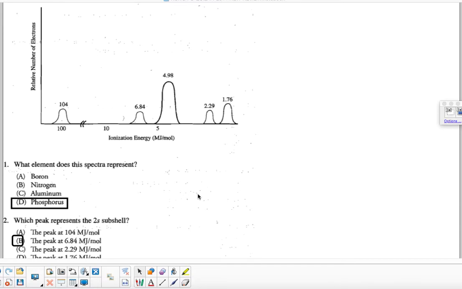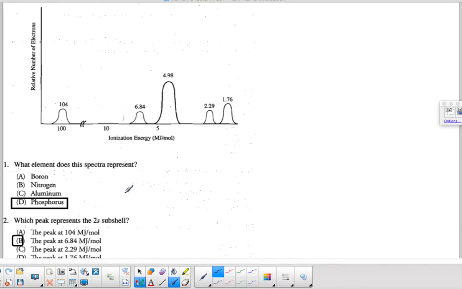All right, so the first thing I'm going to go over is PES diagrams and how to read these. When you go to read a PES diagram, the way you want to look at it is this. Look at the ionization energy at the bottom of the graph. You're looking for the highest value.